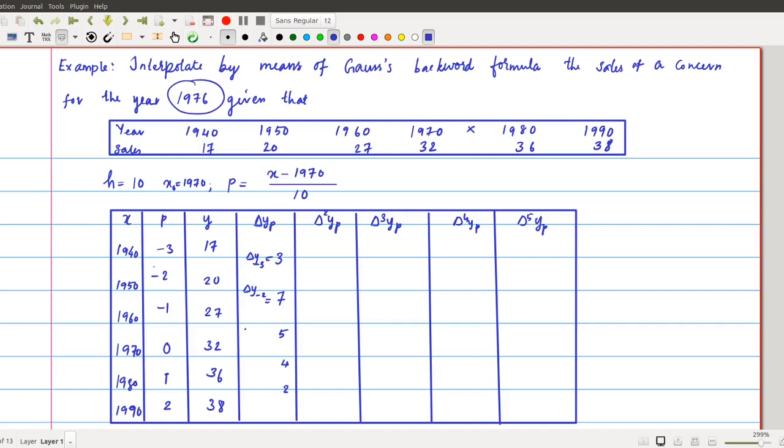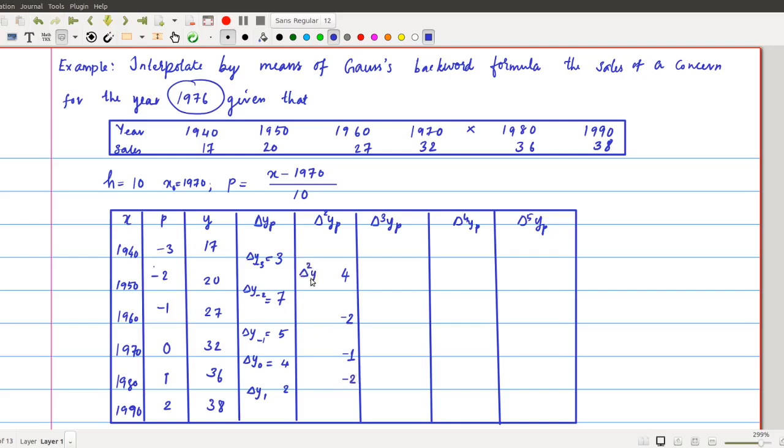This is our delta y minus 1. This is our delta y naught, and this is our delta y1. So these are the values. Now you have the difference of these two, then we will get the second order. So this is 4 and 5 minus 7, that is -2. This is 4 minus 5, that is -1, again -2. So these are the values.